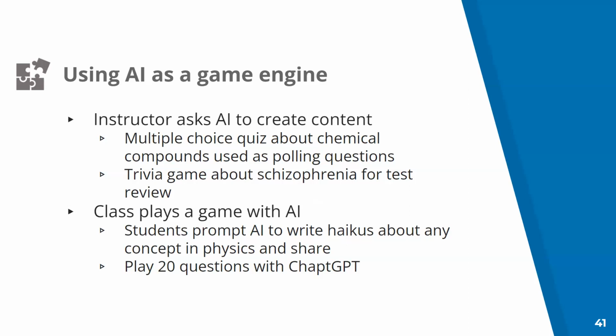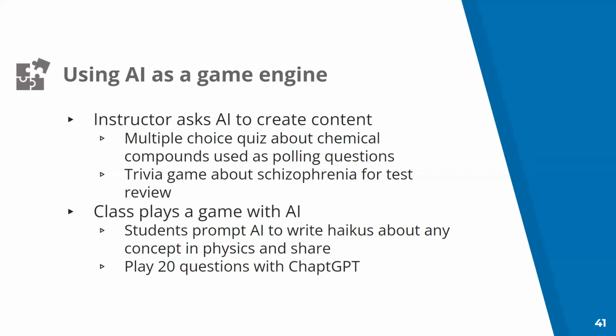So you could ask it to write a multiple choice quiz about chemical compounds, and some of the questions are really not going to be great or don't really relate to what you're teaching, but some of them may be great, and you use it as a poll at the beginning of class for students to answer and compare their answers and talk about them. Maybe you let it create a trivia game about schizophrenia for test review, again, using polling or some sort of competition for the students. The next thing is the class could play a game with AI.